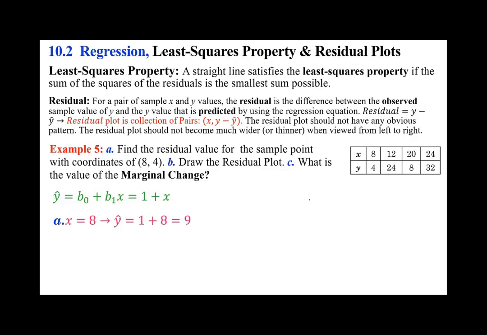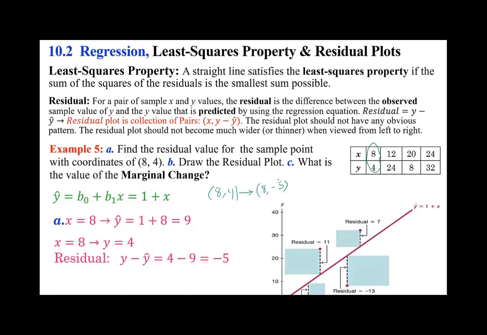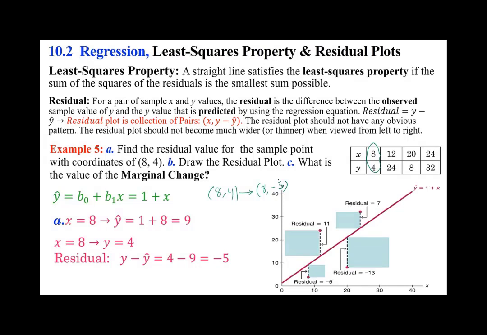But what is the y coordinate? Take a look at the pair 8, 4. So y is 4. And so their difference, y minus y hat, is negative 5. Which means for that 8, 4, we come up with one residual plot point, 8, negative 5. So corresponding to 8, 4, we have the pair 8, negative 5. If we can do one, we can do all. So here's the graph. I hope everybody's clear. Just look at the one pair we calculated.